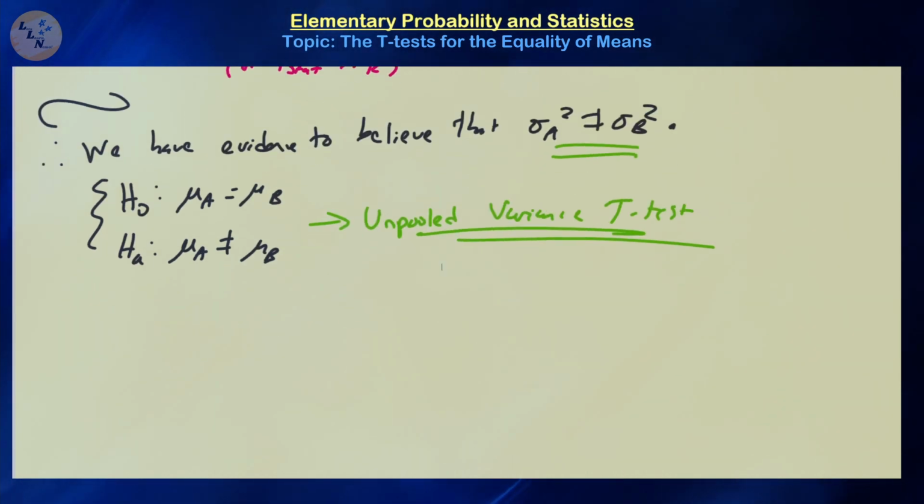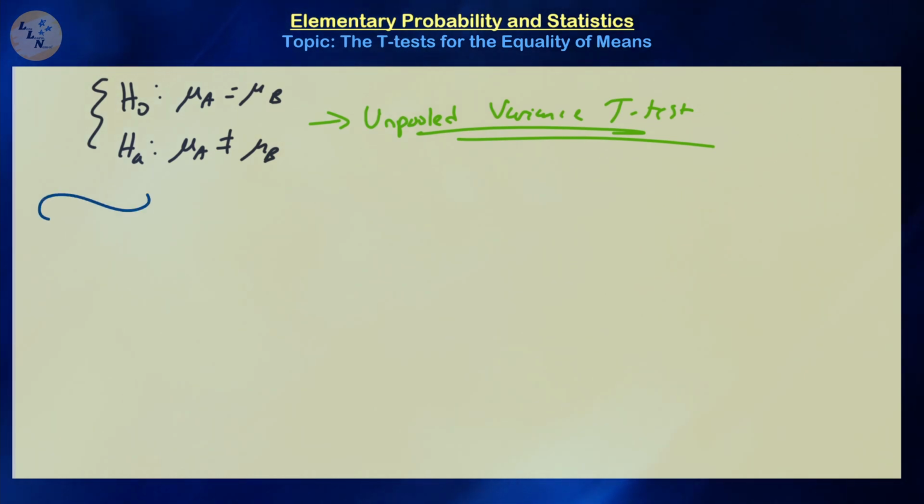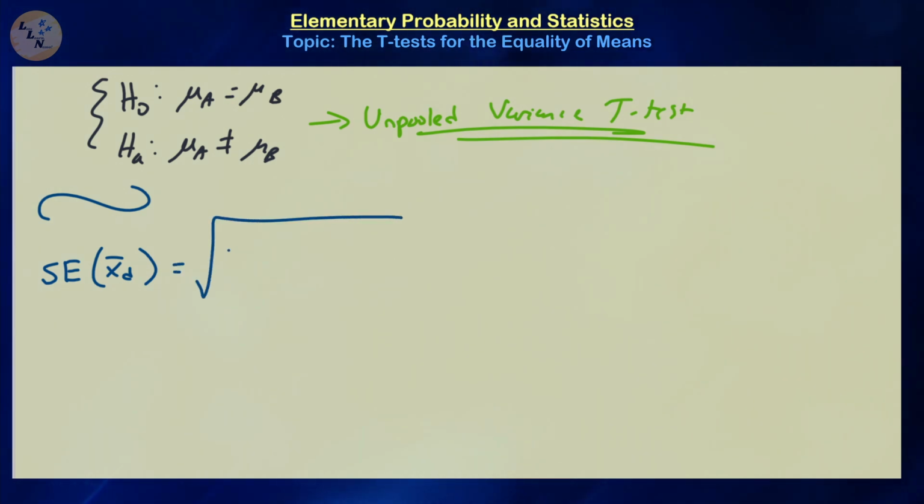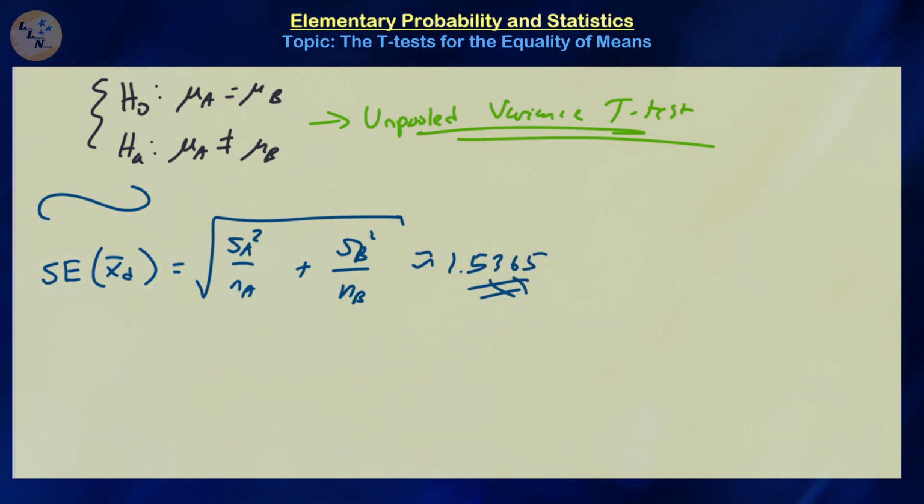So if that is the case, we just need to calculate our standard error of the estimate. So the standard error of the estimate for x bar d is going to be equal to the square root of the variance of sample A over the sample size of A, plus the variance of sample B over the sample size of B, and you can find that that's approximately equal to 1.5365.